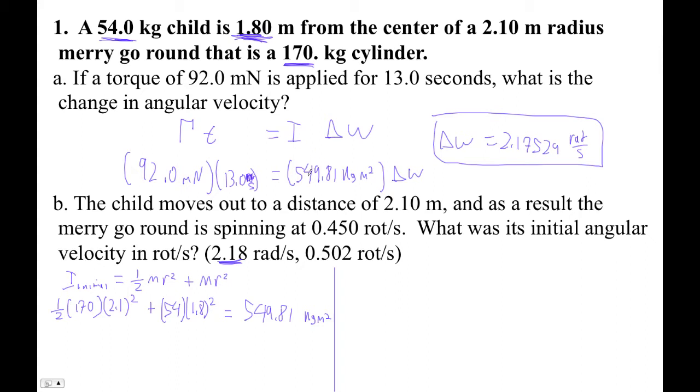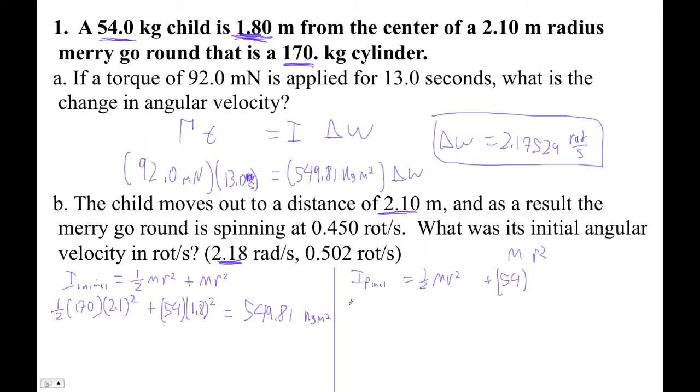We've got that. And then we've got this notion that the child is at 1.8, but they move themselves out all the way to the edge, living dangerously. So this is going to increase the moment of inertia. So again, the final moment of inertia is going to be 1/2 mr squared. And the merry-go-round won't change. But the kid is going to move out. The 54 kilograms is going to move out. It's going to be mr squared.